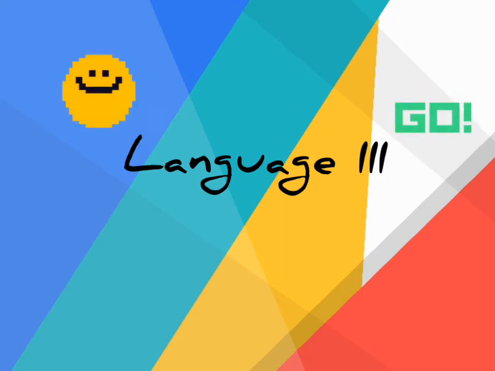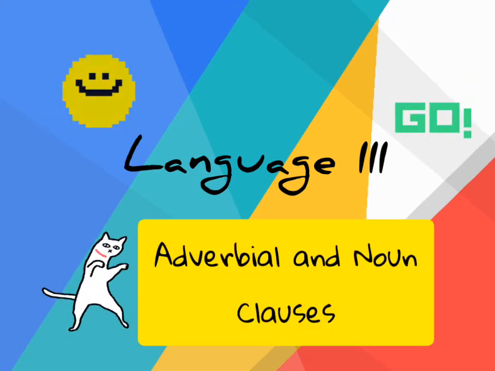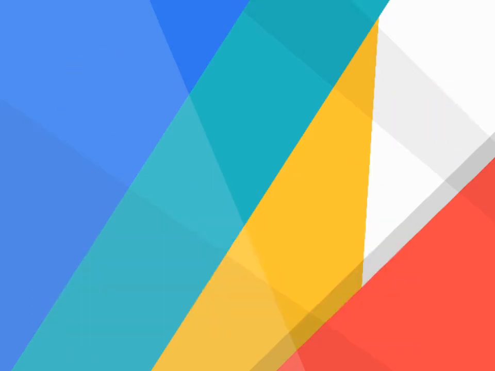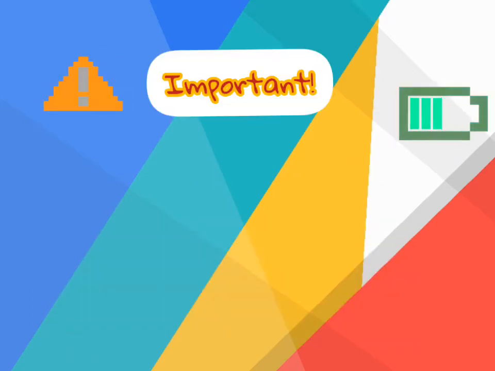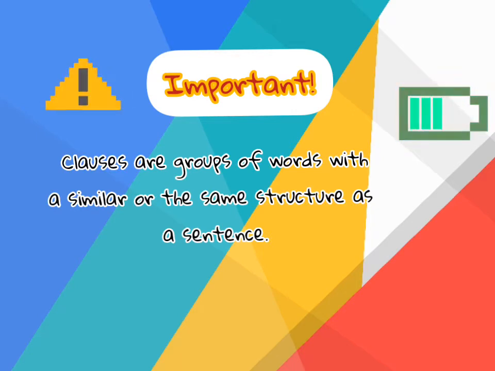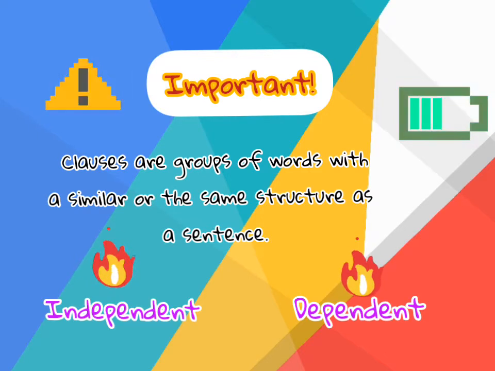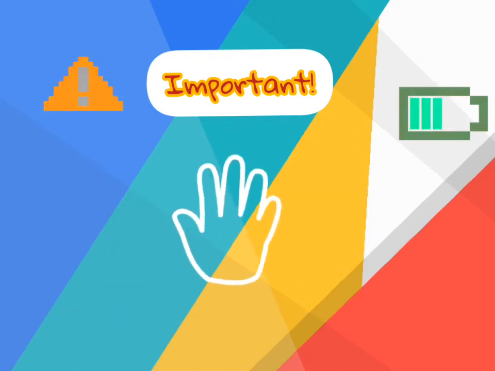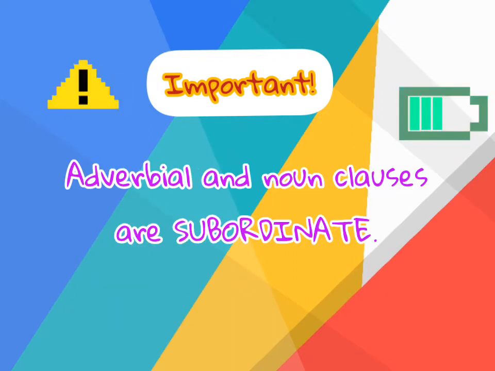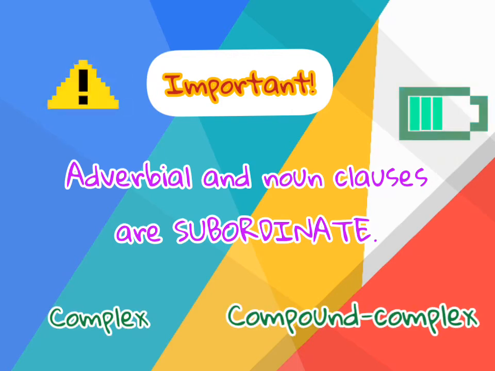Today we'll be moving on with the syllabus and deal with adverbial and noun clauses. As we have already discussed in previous lessons, clauses are a group of words that have a similar or the same structure as a sentence. Moreover, it is possible to classify them into independent or dependent clauses. Before we start, as well as in the case of non-finite clauses, adverbial and noun clauses are subordinate, that is to say, dependent clauses. So, we will find them in complex or compound complex sentences.